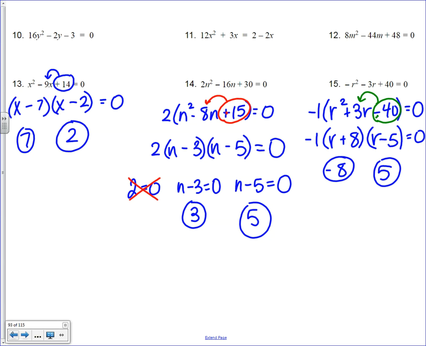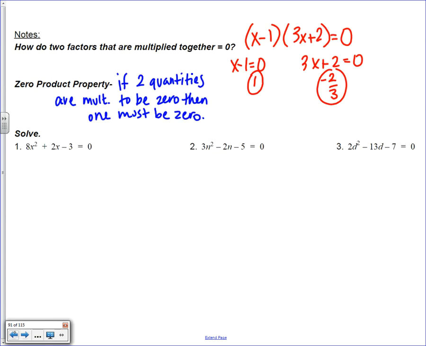All right, so we've got the bottom 2 rows done. Let's go back and let's go across the top row, please. So I'm going to start over there with number 1. All right, notice we're set equal to 0. Notice that I have an x squared and an x, and we need to factor this thing. If you take a look at it, it doesn't have a GCF, and it doesn't start with a 1.